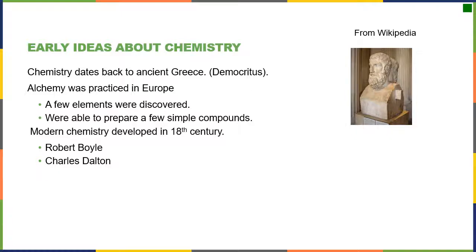So chemistry dates back to ancient times. We could look at it in terms of Greece. It certainly dates back to ancient Egypt. We use the term alchemy to discuss what was practiced in Europe during the Dark Ages. But that term actually comes from an Arabic term, which we'll see in a second. During the time when we did alchemy in Europe in the Middle Ages, we discovered a few elements, we made a few compounds, and we started to develop what we consider to be modern chemistry in the 18th century. But a little more history first.